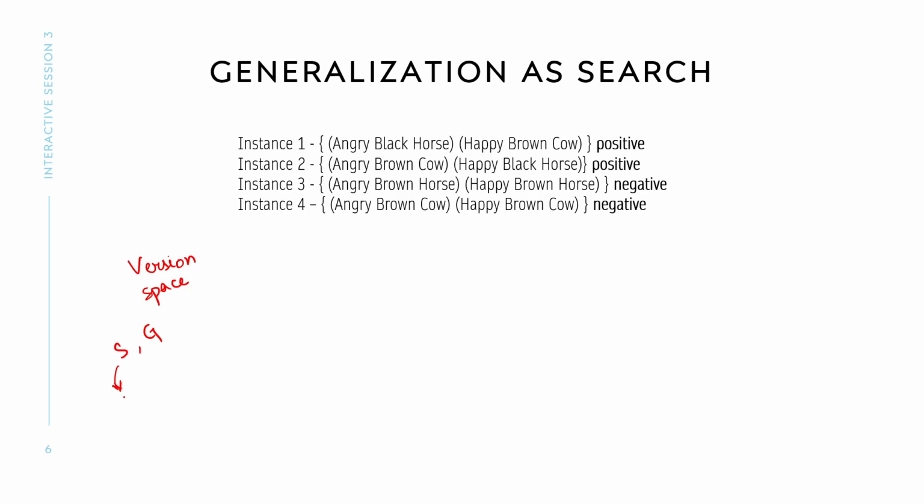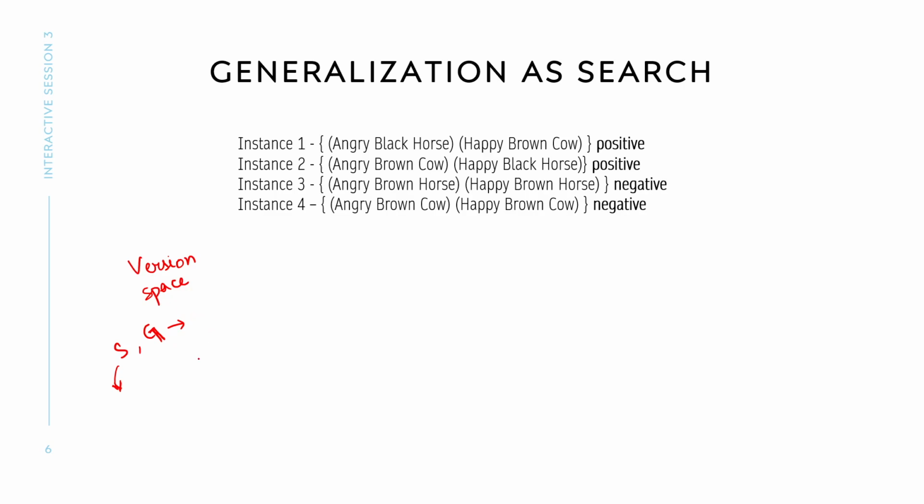The generalized set can have more wildcards, because it is more generalized, right? Things like angry and not angry, brown and horse can be specifically defined, while the other things can be generalized. So the G set will always have more wildcards because it is the set of generalizations.